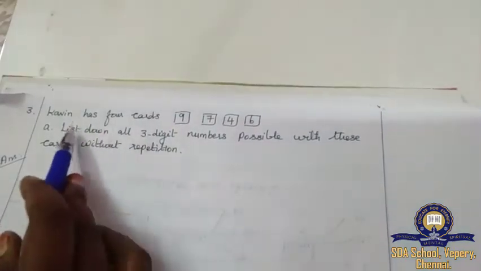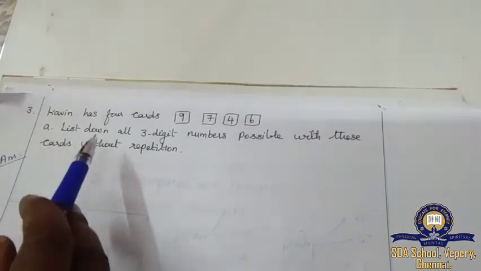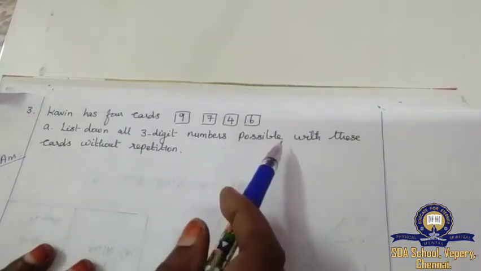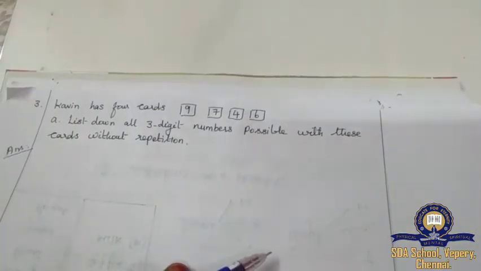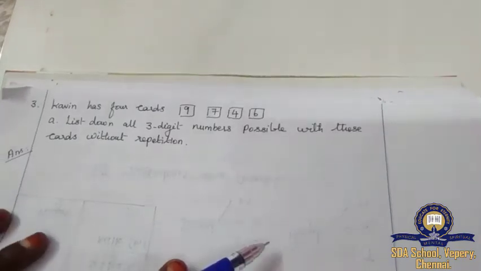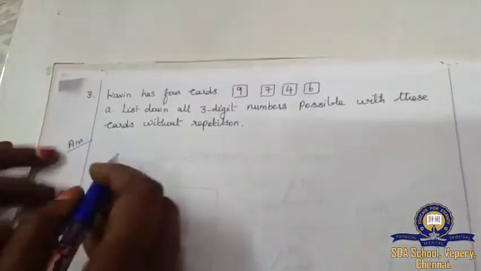Third question. Kavin has 4 cards: 9, 7, 4, 6. List down all 3-digit numbers possible with these cards without repetition. So now you have to form 3-digit numbers. To form a 3-digit number, first form a 2-digit number from these and then a 3-digit number. I will give you one example here.